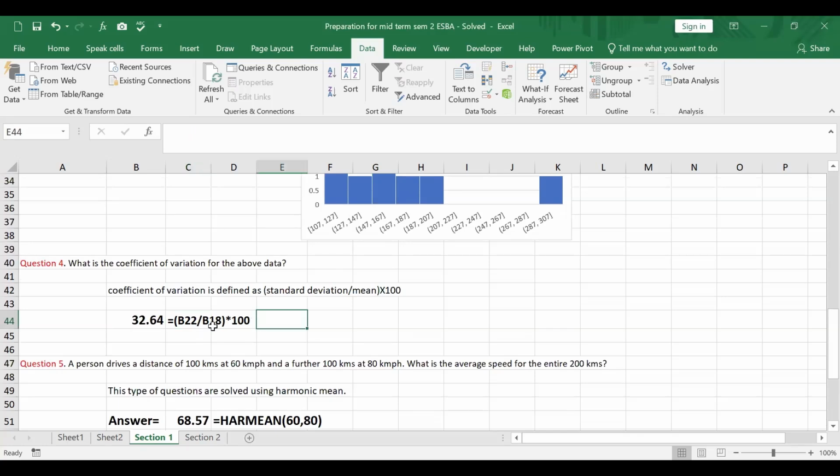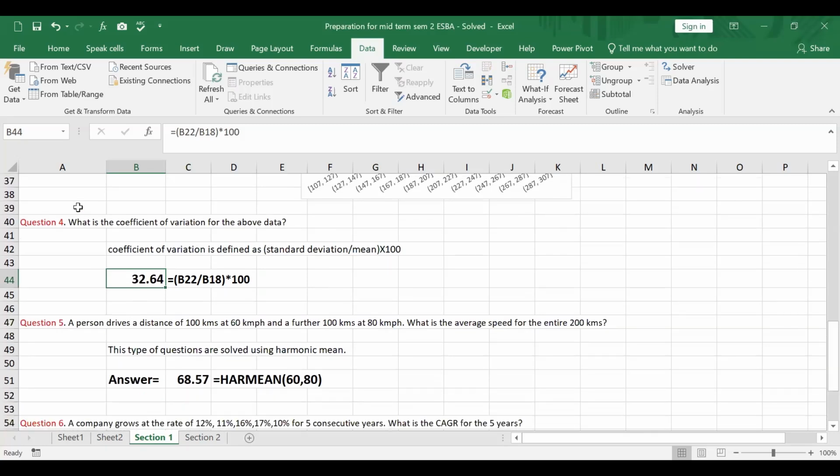So B22, B18 should be enclosed in a bracket, and then the result has to be multiplied by 100. That comes to 32.64 as the answer.